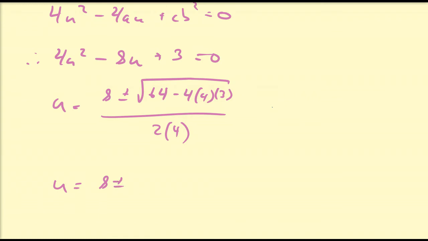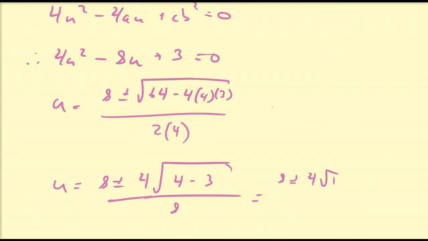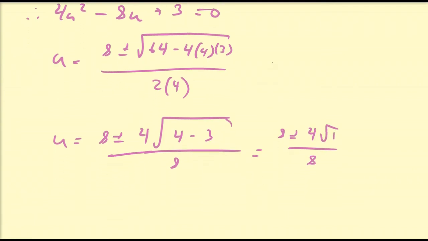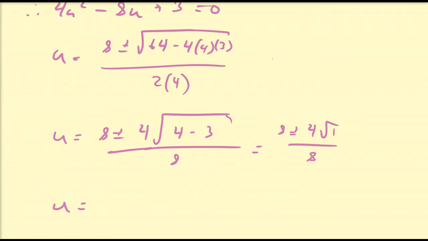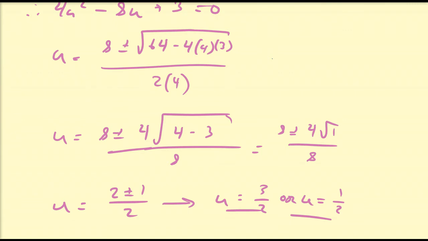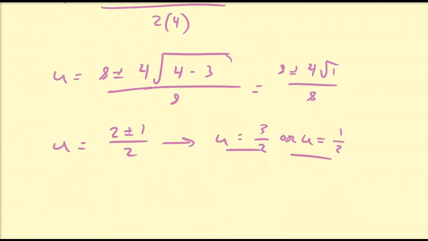So we're going to get u is equal to 8 plus or minus, so 16 times 4 is 64, so I can factor out a 16 out of that. So we're going to have 4 minus 3 all over 8, which is 8 plus or minus 4 times the square root of 1 all over 8, and then we can divide 4 into each of those components. So u is equal to 2 plus or minus 1 over 2. Right, so u is equal to 3 halves, or u is equal to 1 half.